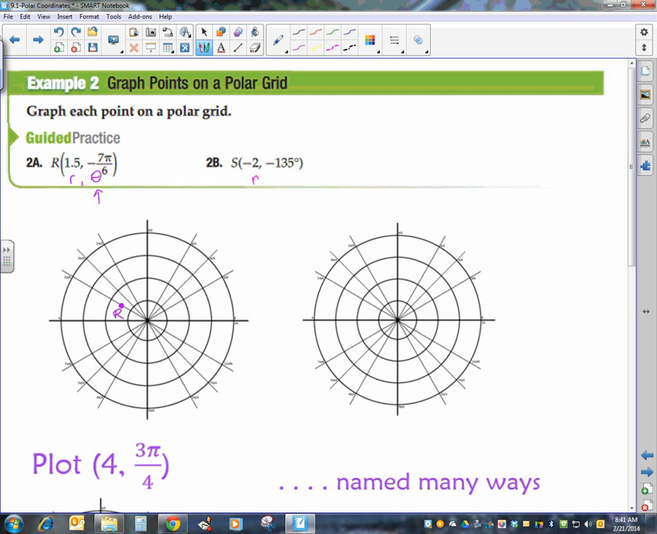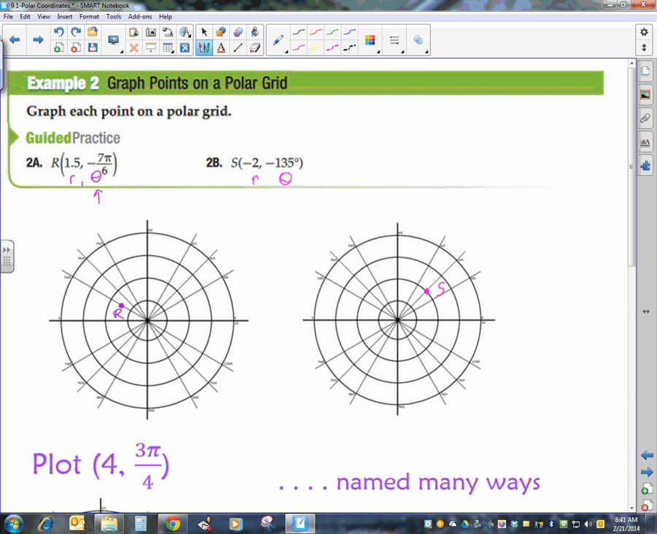Okay. This is R. This is theta. Negative 135 is going to be this line. That's my angle that's negative 135. And remember, if I want to go negative, I don't go that way, but I go backwards. 1, 2. So my R is going to be, excuse me, my S is going to be right there.